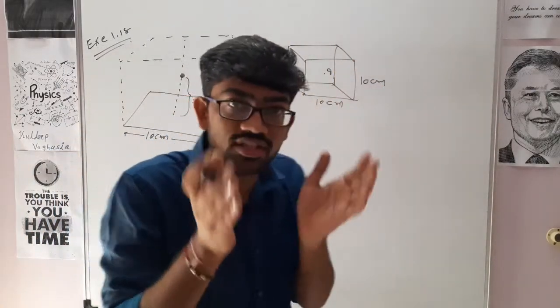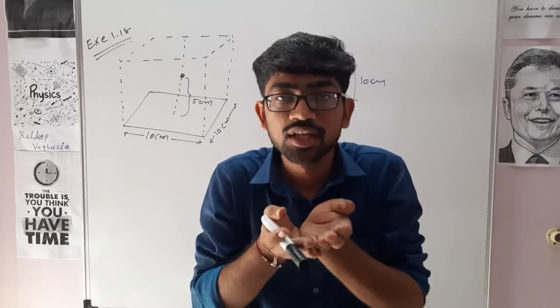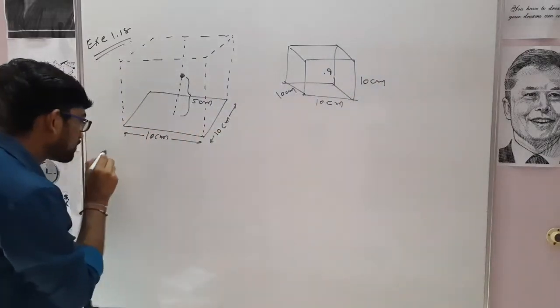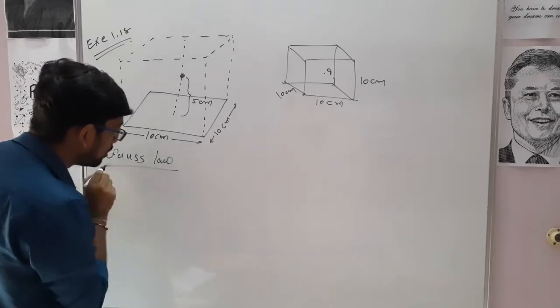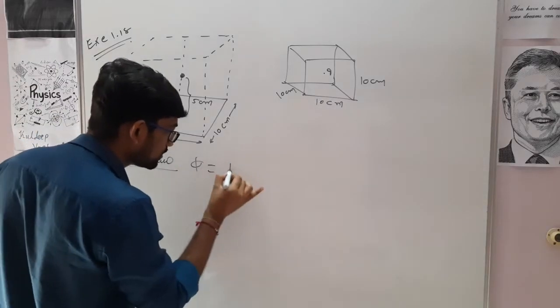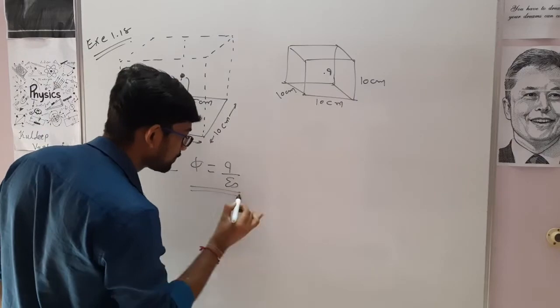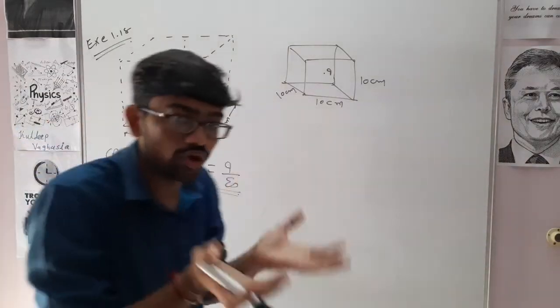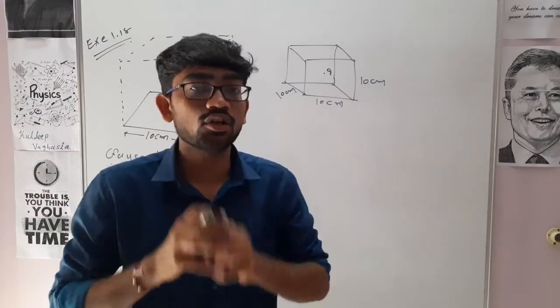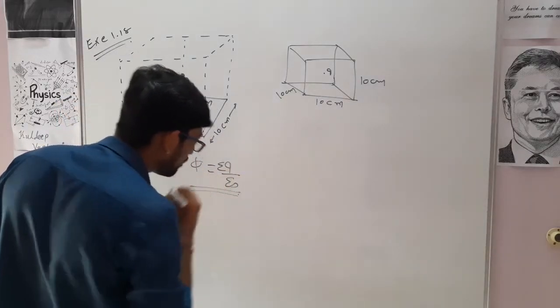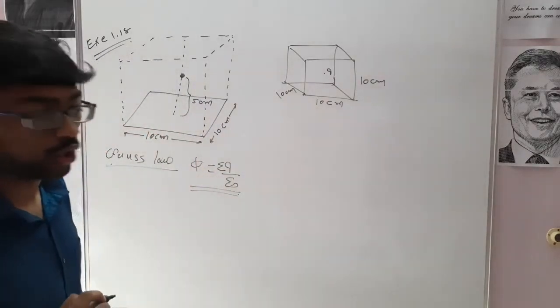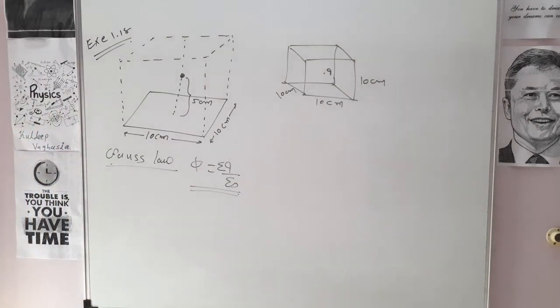Can we consider it a closed surface? Yes or no? Closed surface. And according to Gauss theorem, according to Gauss law, the closed surface flux is q by epsilon naught. Yes or no? If it is a closed surface, how much flux is produced? That is q by epsilon naught, actually total charge by epsilon naught.